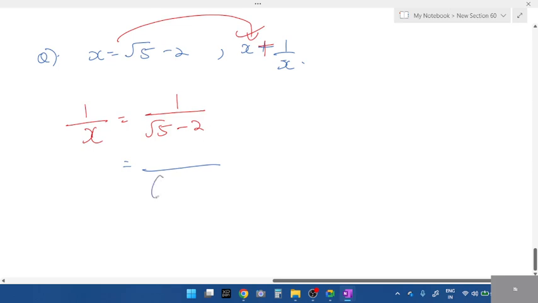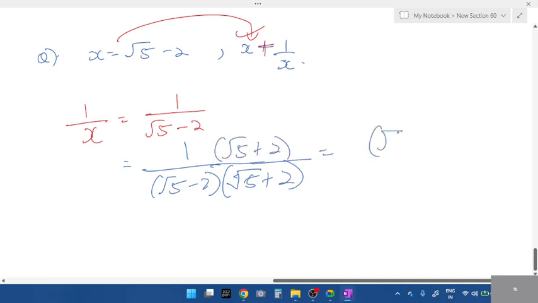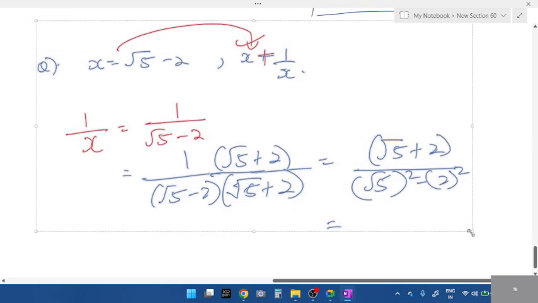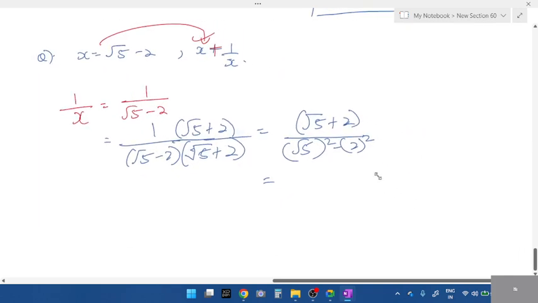We call it as rationalizing the denominator. How do you rationalize? Root 5 minus 2, what should I multiply with? Plus 2. Both numerator and denominator. So numerator, what do you get? Root 5 plus 2. Denominator, root 5 the whole square minus 2 the whole square. What's the answer, students? Alia, are you listening? Did you understand? Okay, what's the answer for this? Numerator remains as it is. What about denominator?